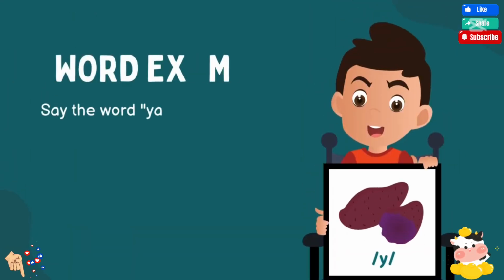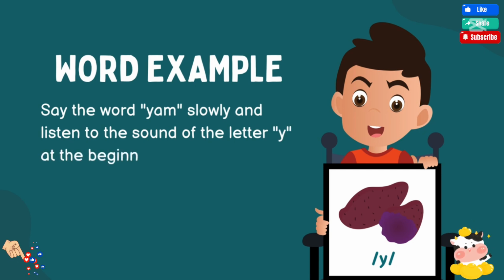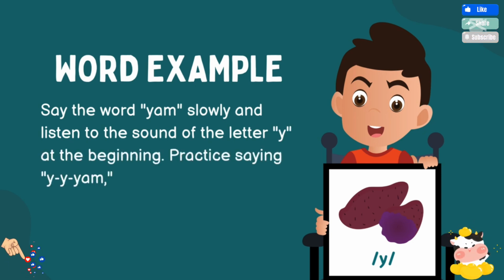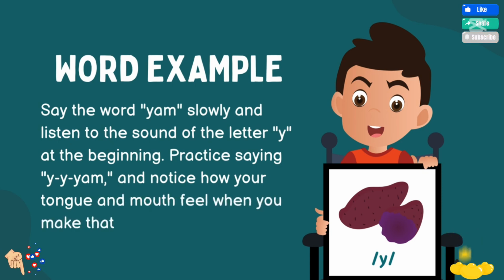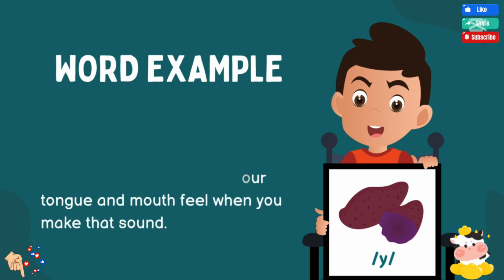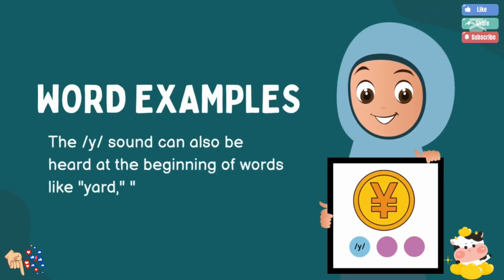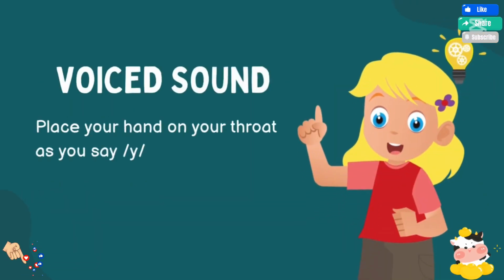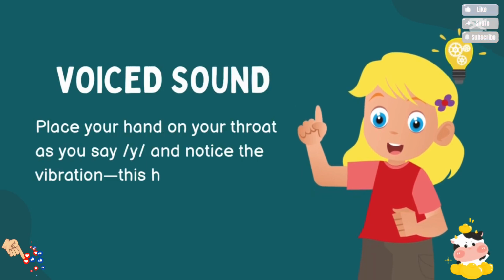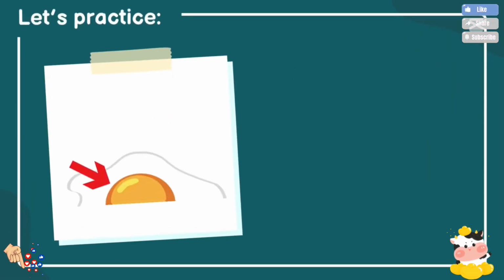Word example. Say the word yam slowly and listen to the sound of the letter Y at the beginning. Practice saying yam and notice how your tongue and mouth feel when you make that sound. Word examples. The Y sound can also be heard at the beginning of words like yard, yes, and yen. Voice sound. Place your hand on your throat as you say Y and notice the vibration. This happens because Y is a voice sound.